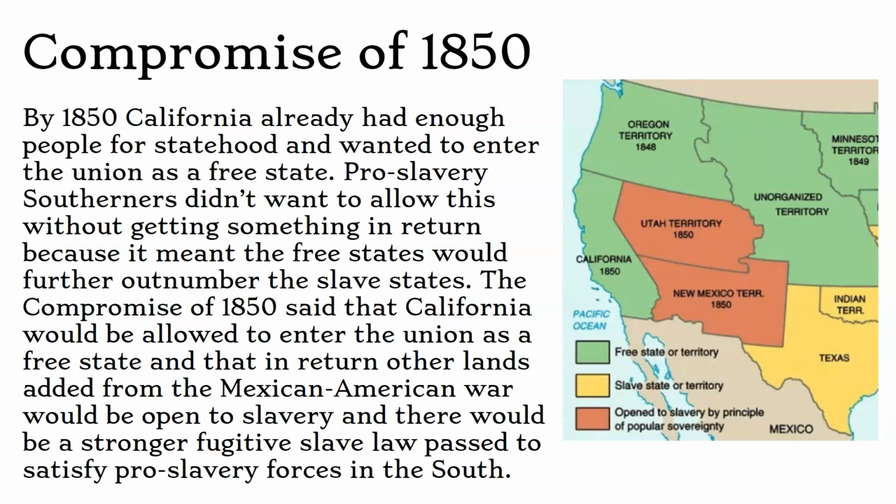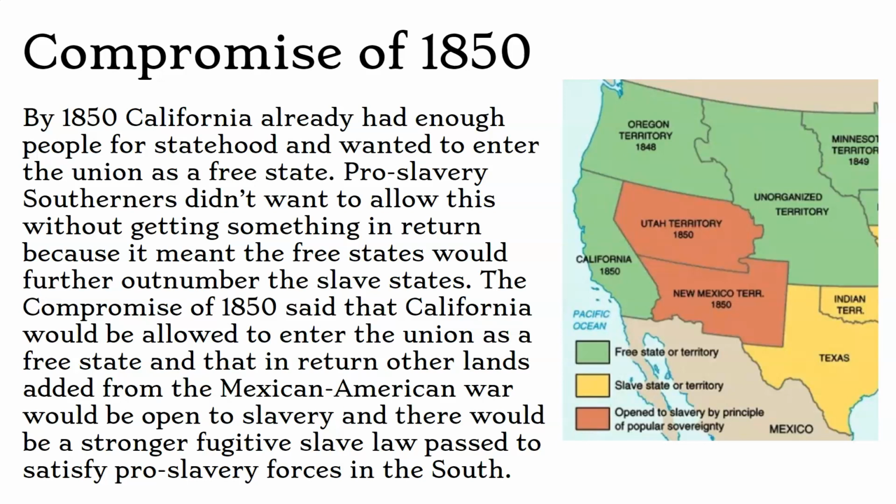So the number of free states eventually does get off balance. It doesn't get to 3/4 yet, but it's much more than the slave states, because slavery, as you learned in that reading from the other day, was not something that was useful or popular in most of the country, only the South. The Compromise of 1850 said that California would be allowed to enter the Union as a free state, and that in return, other lands added from the Mexican-American War, meaning the places in brown here, Utah Territory and New Mexico Territory, would be open to slavery, and there would be a stronger fugitive slave law passed to satisfy pro-slavery forces in the South.